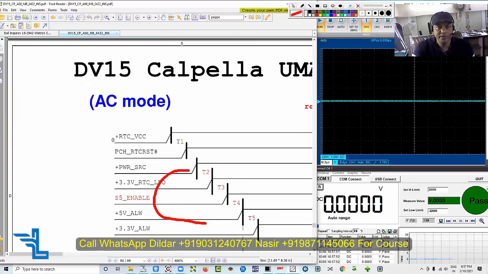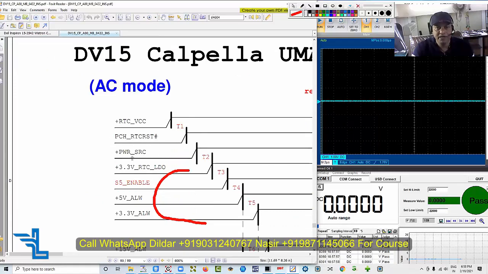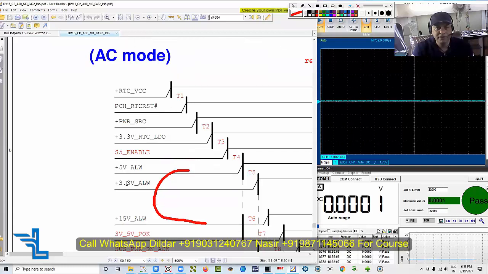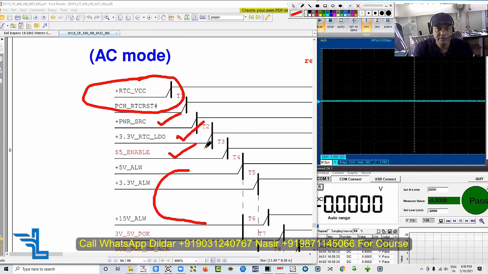As you pay attention here, first RTC VCC, then PCH RTC reset, then power SRC, the common point we will check, then LDO will be present. Now S5 enable, which we have achieved, 5 volt always we have got. Let me mark what we are getting on this point. We have the power SRC; we haven't checked these two signals, so we will check them first. Now for power SRC we have LDO 3 volt available, we have S5, now we have 5 volt always, 3 volt always, and 15 volt always. These 4 were having problems, and we have repaired them.